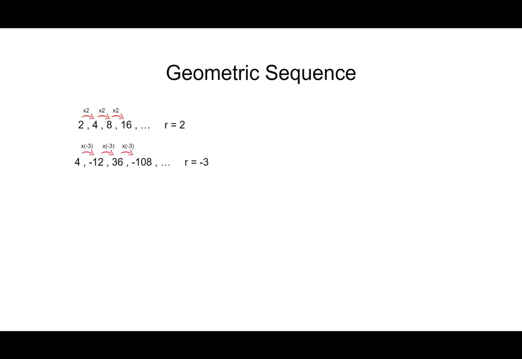And then the second one, the common ratio is -3 because 4 times -3 equals -12. -12 times -3 is 36, and it keeps going like that. And so that's how we get our common ratio.